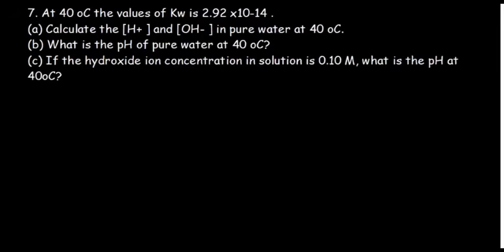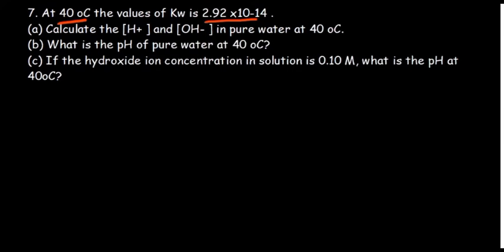Okay. We are now on question 7. At 40 degrees Celsius, the value of Kw, so that is the acid base, or we say the ion product constant, is basically 2.92 by 10 to the power negative 14. So remember at 25 we said it's 1 by 10 to the power negative 14. But for the sake of this temperature, which is not a standard temperature, we've been given the value of the ion product constant.